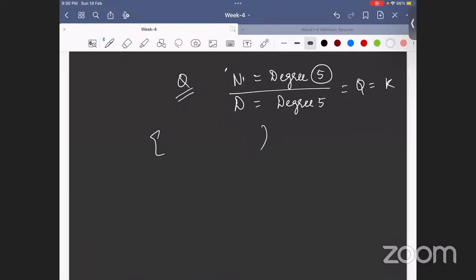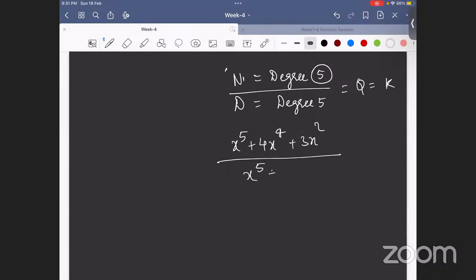So can you take an example of this concept, degree 5, meaning denominator and numerator have both the same degree? Yeah. For example, you are dividing x to the power 5 plus 4x4 plus 3x square by some x to the power 5 plus 3x. If you have to divide both these functions, what should be the quotient you will be getting?